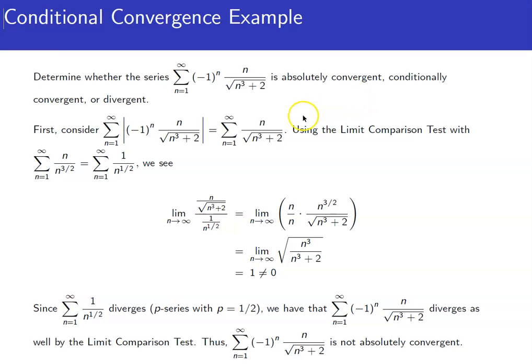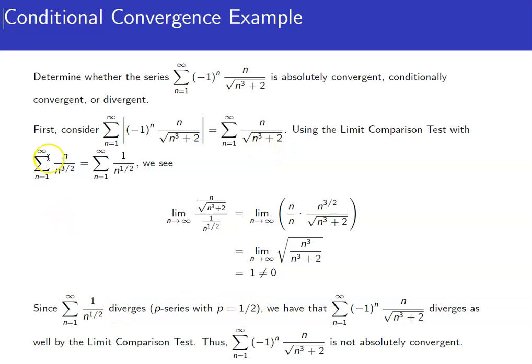First thing we do, take the absolute value of the terms. The only thing that does is knock out this negative 1 to the n, and makes this the sum from n equals 1 to infinity of n over the square root of n cubed plus 2. This looks like a good candidate for the limit comparison test. The top is n to the first power. The bottom looks like n to the 3/2 power.